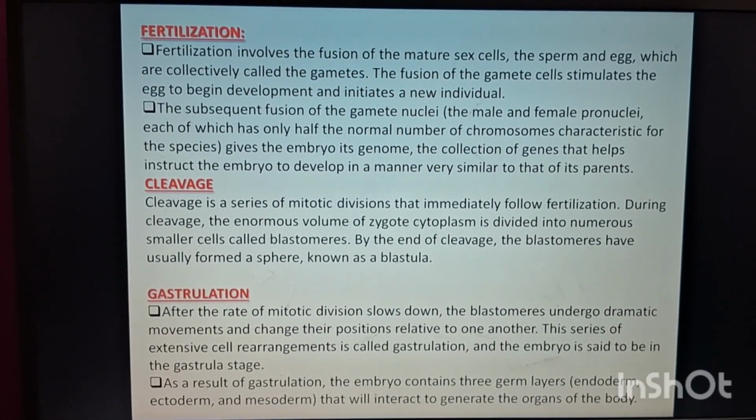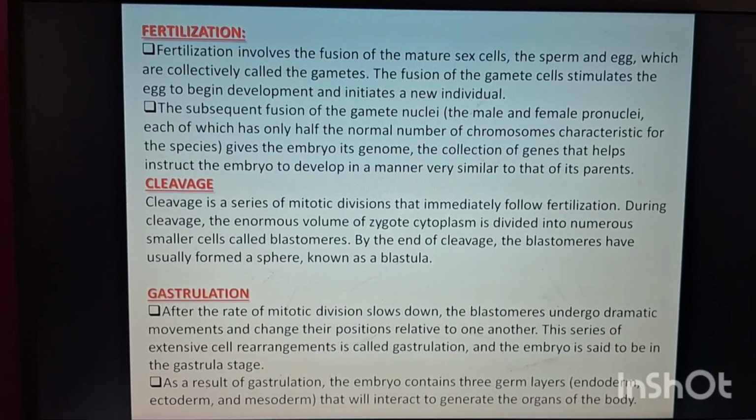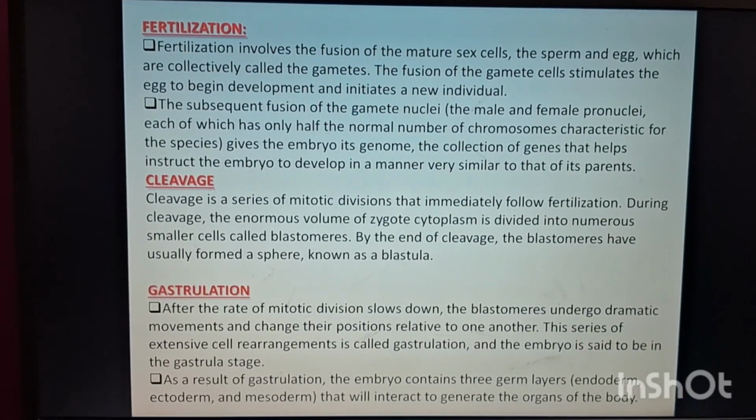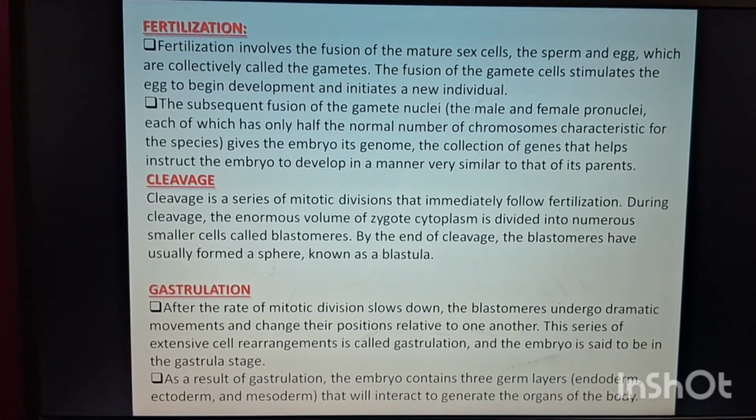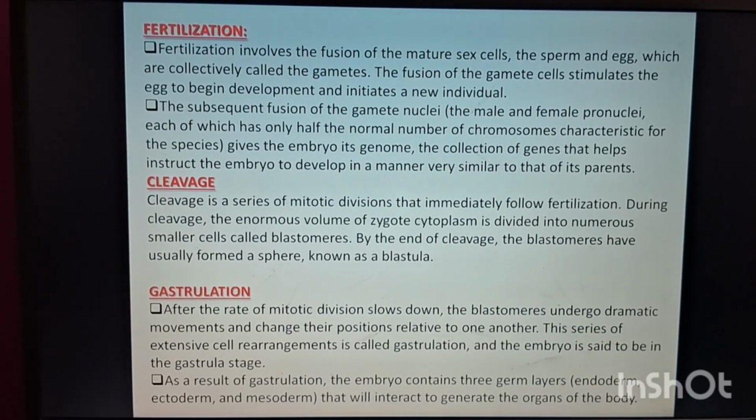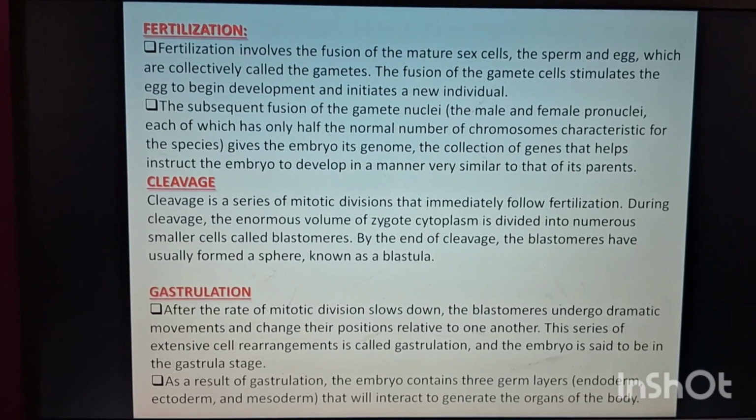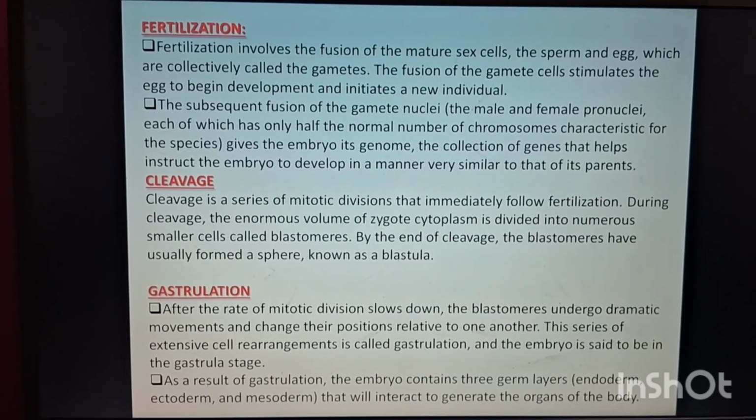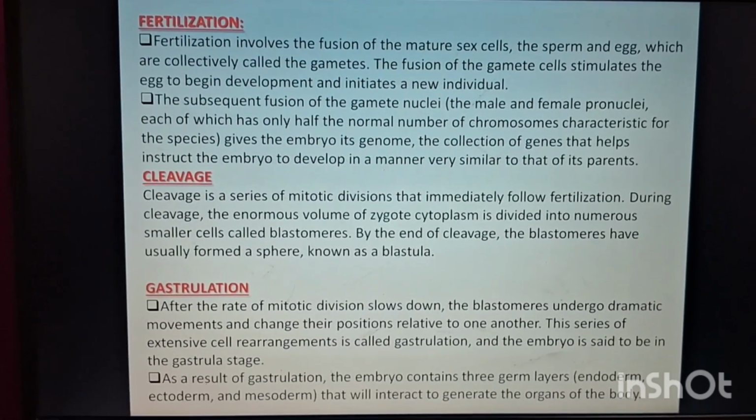As a result of gastrulation, the embryo contains three germ layers: endoderm, ectoderm, and mesoderm, that will interact to generate the organs of the body. In short, gastrulation is when the cells slow down division and move around.